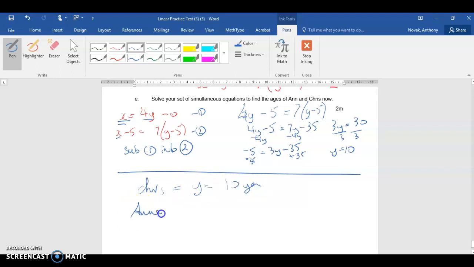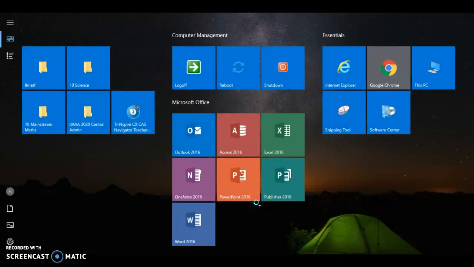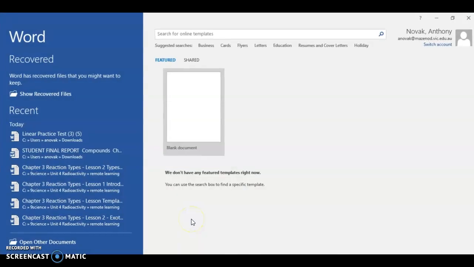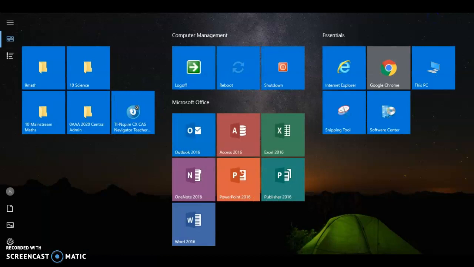And Anne is equal to x, which is 4 times y, and so she is 40 years old. Oh, no, come back, please. I hope you saw that because I don't know where I've gone. Hopefully you see that, and that helps you with your preparations for the test.